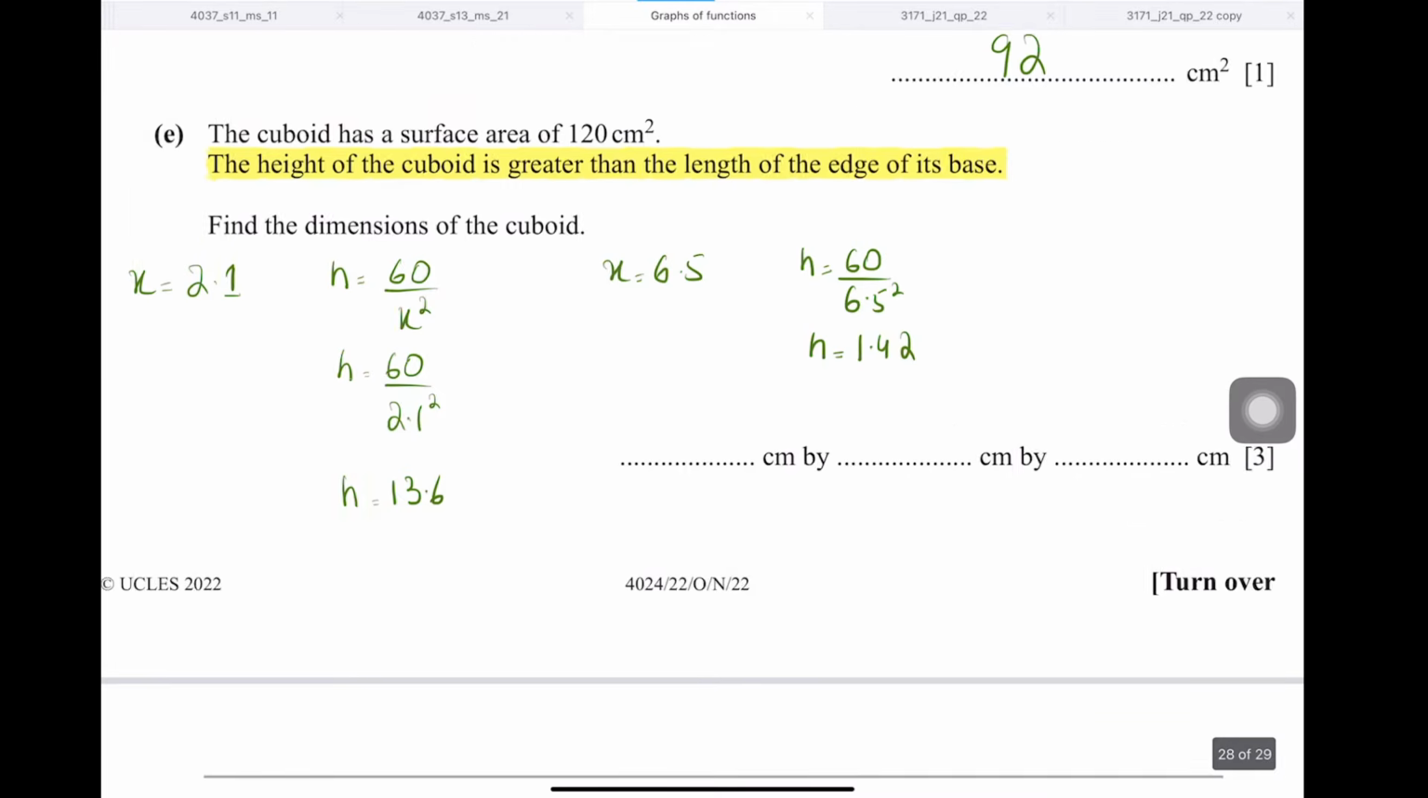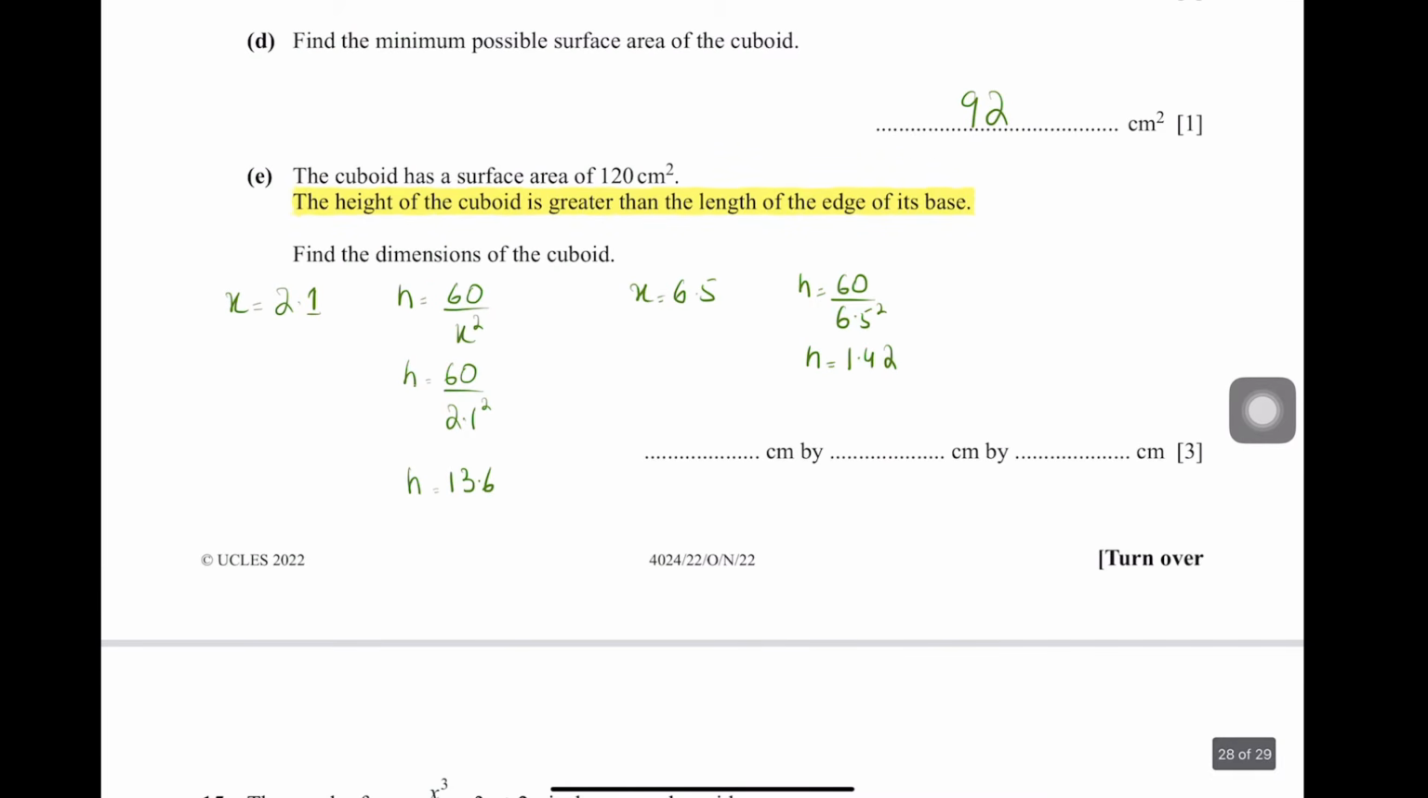So which scenario makes more sense after reading the statement that I've highlighted, where the length of the base is 2.1 and height is 13.6, or where the length of the base is 6.5 and height is 1.42? Which one makes more sense? 2.1 and 13.6. That is correct. And why is that? Because your height is more than the edge of the base. Yeah, because the question categorically said the height of the cuboid is greater than the length of the edge of the base.